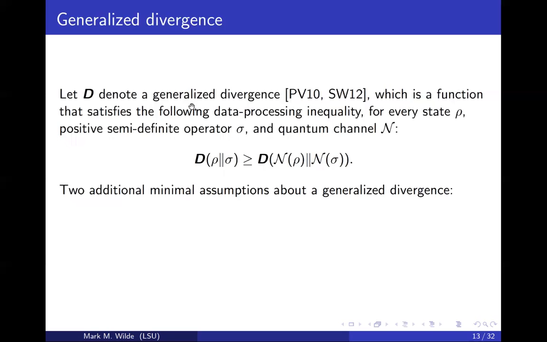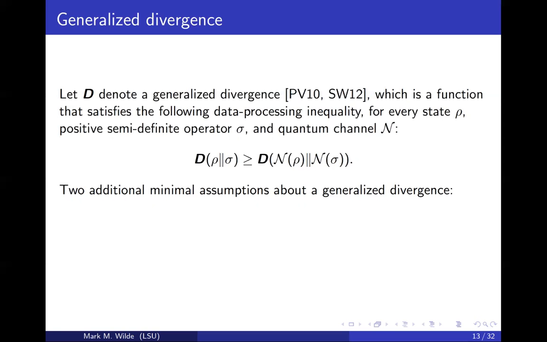So a generalized divergence is some mathematical function of a state and a positive semi-definite operator sigma, such that this inequality holds. So the divergence between the state and the operator does not increase under the action of a channel. This is called data processing, and it's a property obeyed by any measure of use and interest in quantum information. Okay, that includes relative entropy, trace distance, flipped fidelity, Rényi relative entropies, etc.